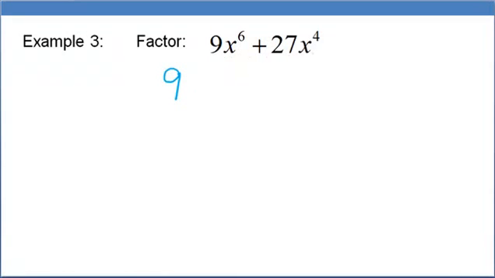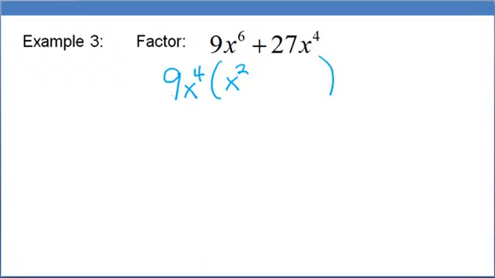For the variables, we have to go with the lowest. We'll go with x to the 4th. That's our GCF, goes on the outside. One set of parentheses. And to get back there, term by term. So first for the 9, we're good. We have x to the 4th. We want x to the 6th. So we would have to multiply by an x squared.